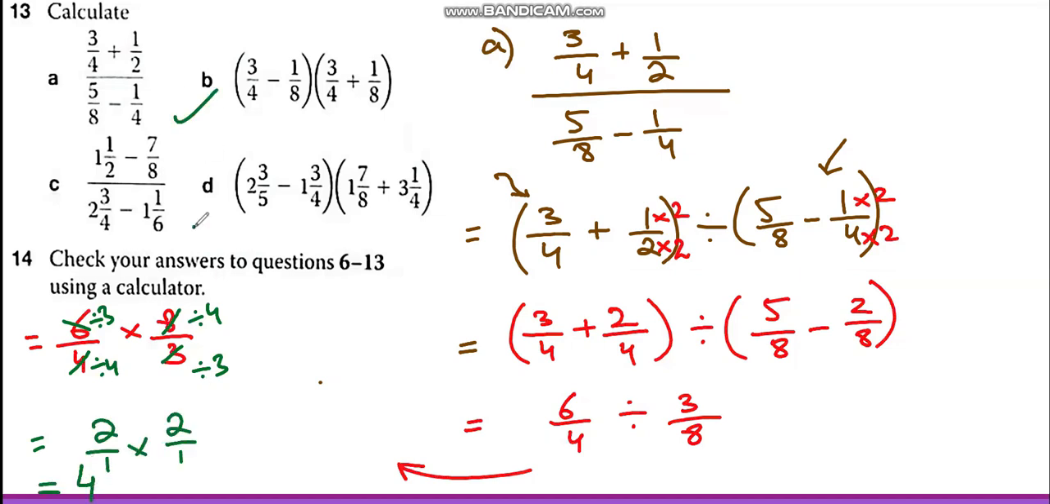So similarly, you can do the remaining parts. And in question number 14, we just have to use the calculator to verify our answers.